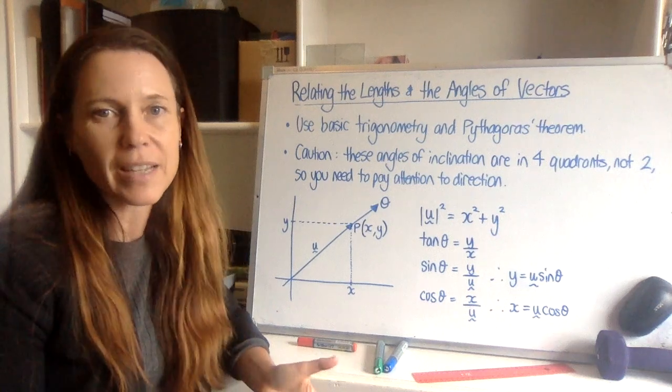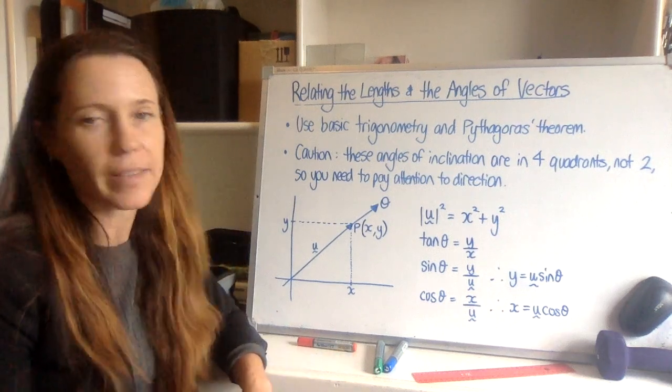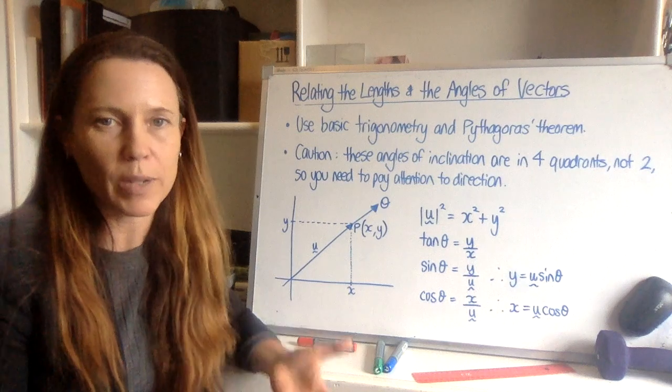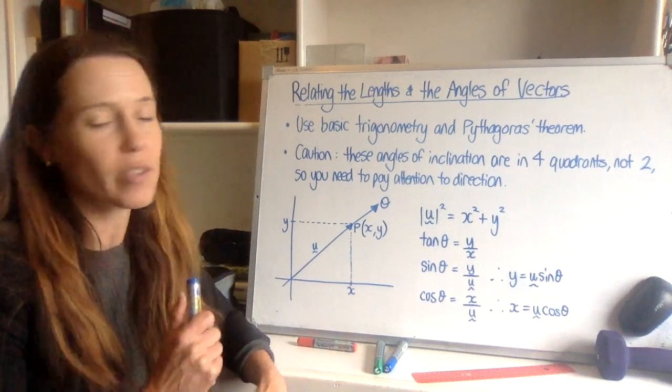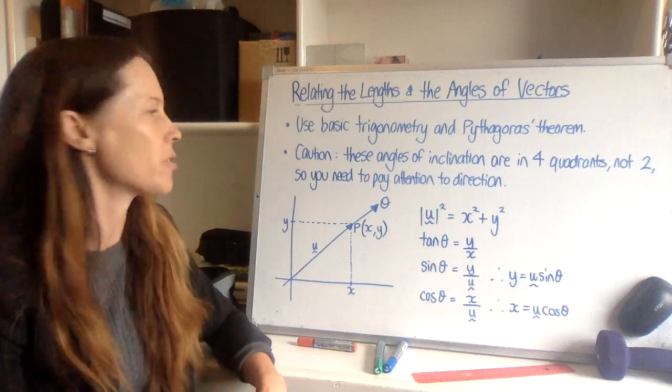And the last thing for today's lesson, we need to be able to relate the lengths and the angles of vectors to each other. Now, this is really quite straightforward. I think you'll enjoy this. You just need to use basic trigonometry and Pythagoras' theorem.